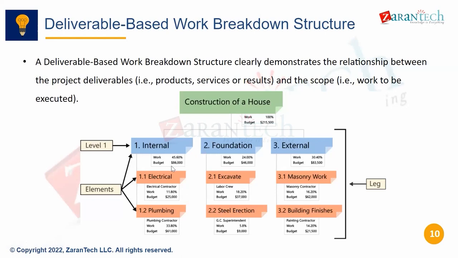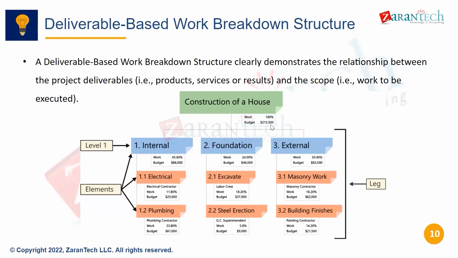Now, what are the things you need? How much budget you have, okay? And what is the work involved in that, we maintain here. Then what are the resources? Like, let's say they have mentioned here, electrical contractor, plumbing contractor, and so on. And usually this budget at the topmost WBS level is distributed downwards.